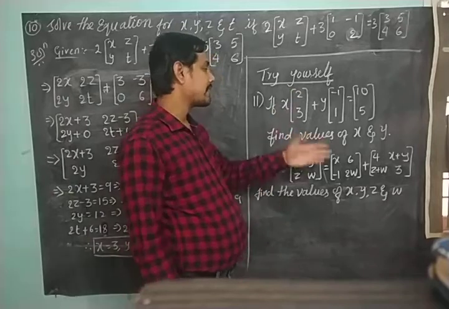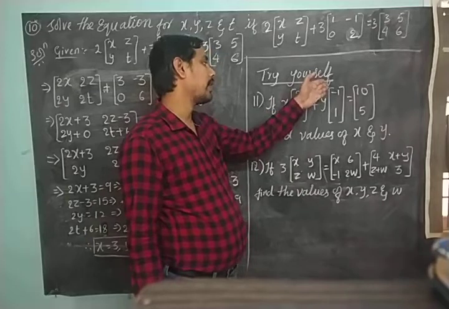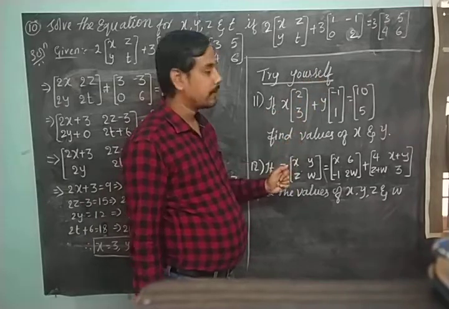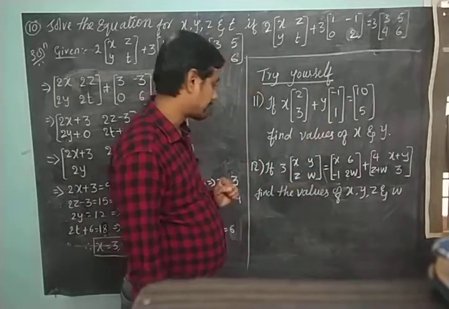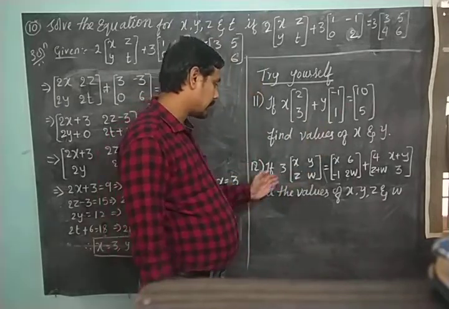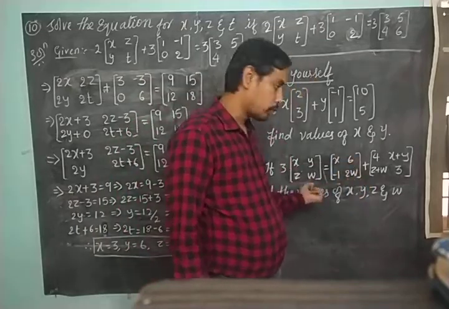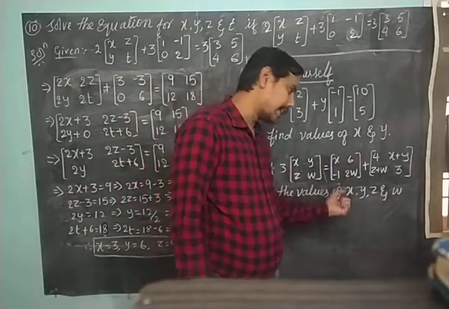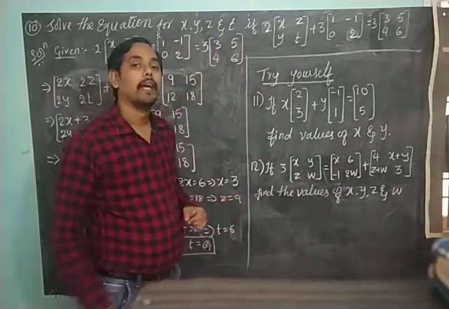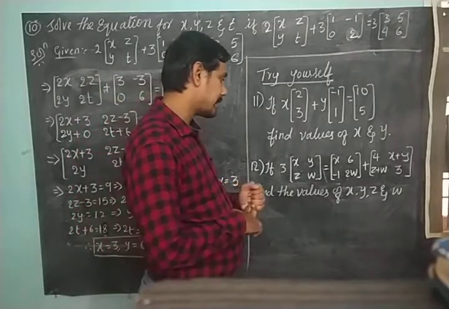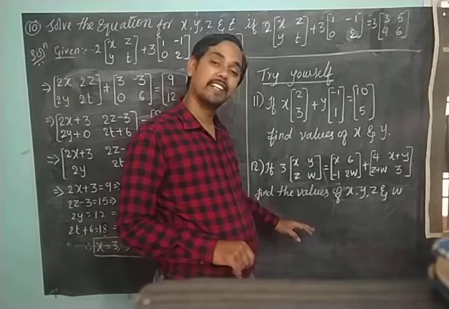So multiply x inside, then you will get one matrix here. Multiplying y, you will get one more matrix. So we need to find the value of x and y by equating the given matrices. Here also same thing. Multiply 3 inside, then add these two things. So you will get one matrix on the left hand side and another matrix on the right hand side. Equate the corresponding values, then you will get the values for x, y, z and w. Here you need to find only x and y. Here you need to find x, y, z and w.